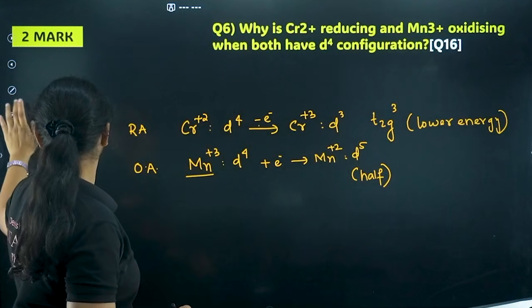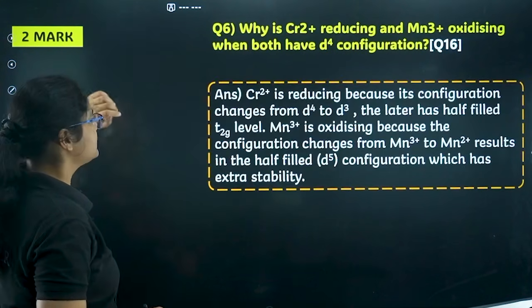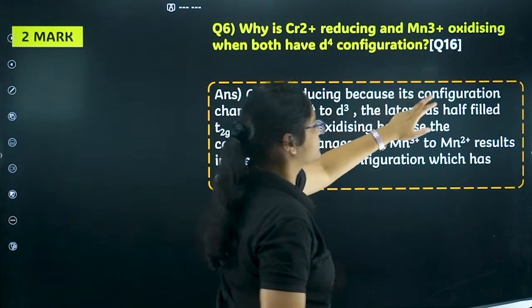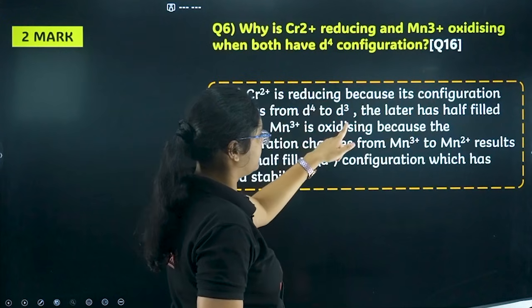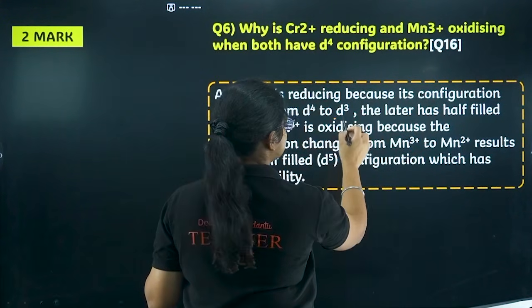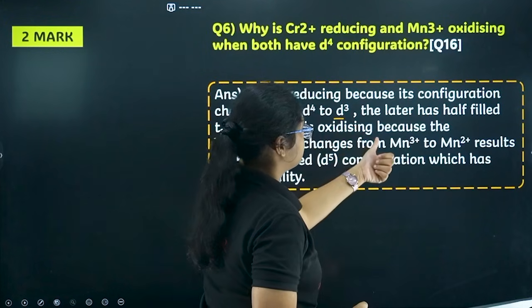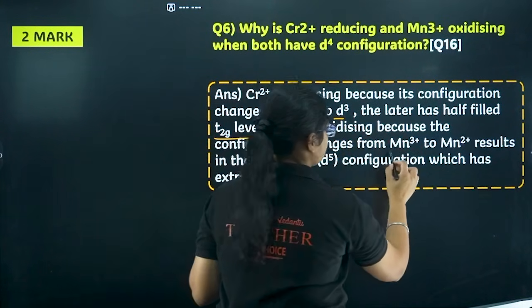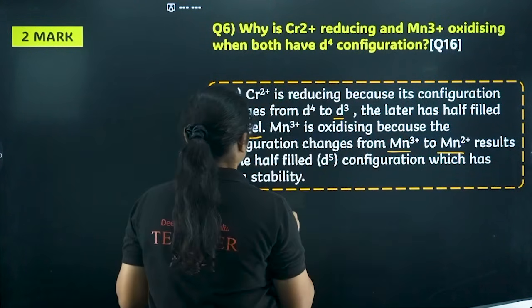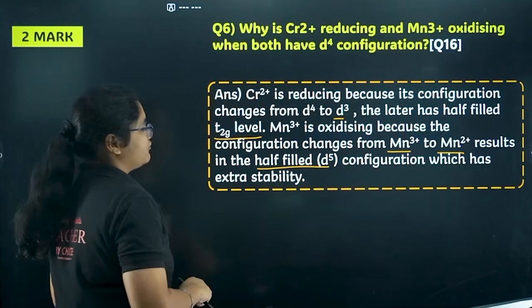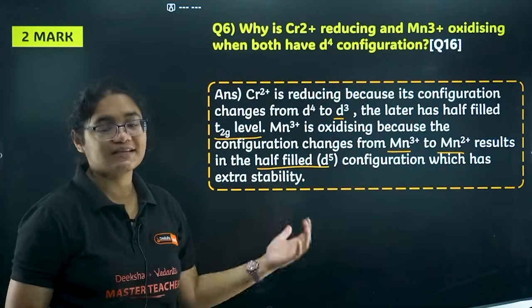Now how can you write this answer? You can write it as: Cr2+ is reducing because its configuration changes from d4 to d3, and the latter, this d3, has a half-filled t2g level. Now Mn3+ is oxidizing because the configuration changes from Mn3+ to Mn2+, resulting in the half-filled d5 configuration, which provides extra stability.